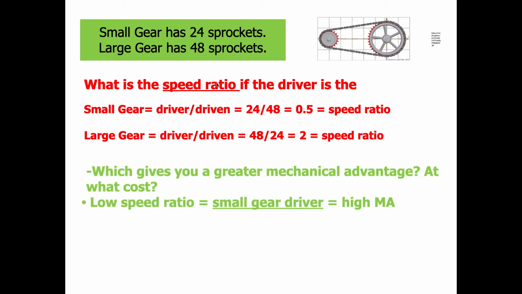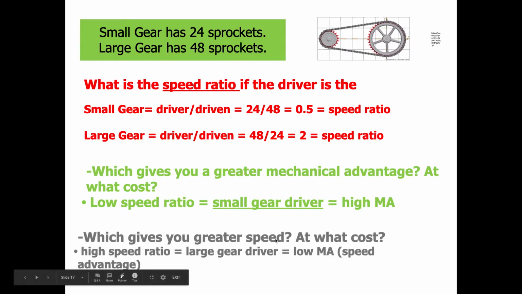The second part, what is the speed ratio if the driver is the large gear? So it's again driver over driven, 48 divided by 24, which means a speed ratio of 2. Which gives you a greater mechanical advantage at what cost? So low speed ratio means greater mechanical advantage, which means that the smaller gear is going to be the driver. Which gives you a greater speed at what cost? The high speed ratio means the large gear is the driver, which means that low mechanical advantage, which is really a speed advantage.